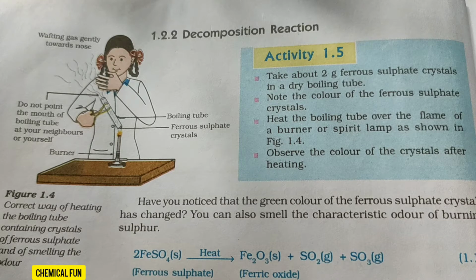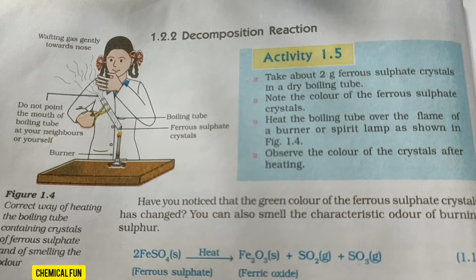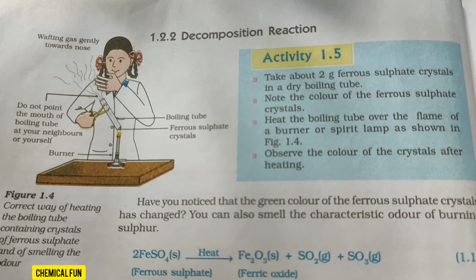In activity 1.5 you will have to take 2 grams of ferrous sulfate crystals in a dry boiling tube. The boiling tube means the test tube, don't worry about that. The test tube should be dry, and then we take about 2 grams of ferrous sulfate in it. Before doing any further reaction, you need to observe the color of the ferrous sulfate crystals.